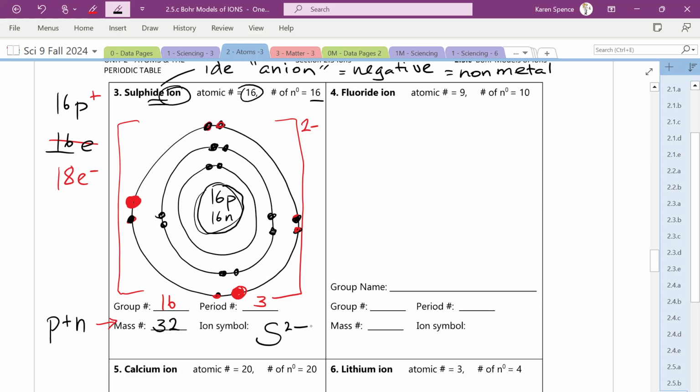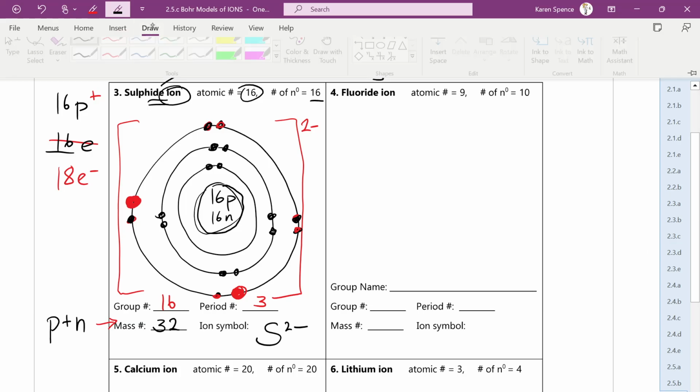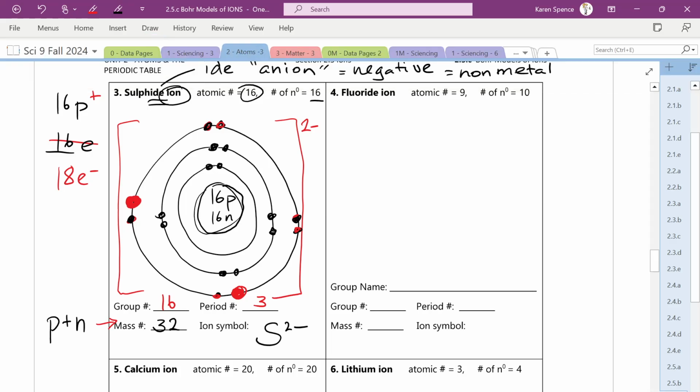And you know what I did? I got really excited, and I drew the brackets and put the charge on without even realizing I was doing it and drawing attention to it. So make sure that you don't forget the brackets and the charge up at the top right if you're drawing an ion. Is good? Okay.